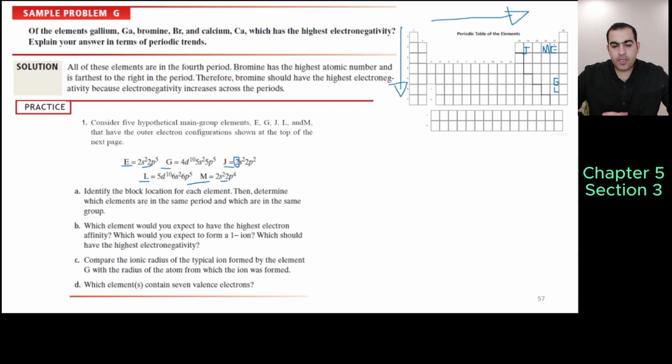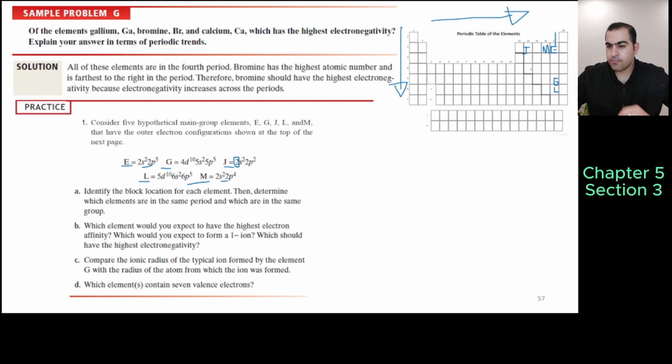Which one would you expect to form one negative ion? Those that have high ionization energy. Which? Halogens, group 17. Okay. Which would have the highest electron affinity? Electron affinity across a period increases, down the group decreases. So E is the highest. Again, compare the ionic radii of the typical ion formed by the element G with the radius of the atom from which the ion was formed.